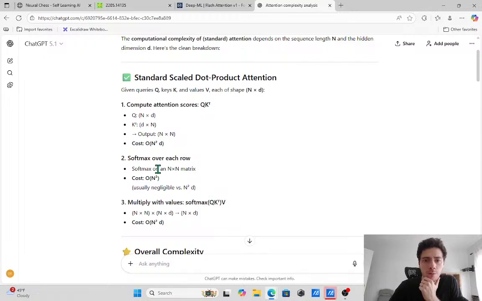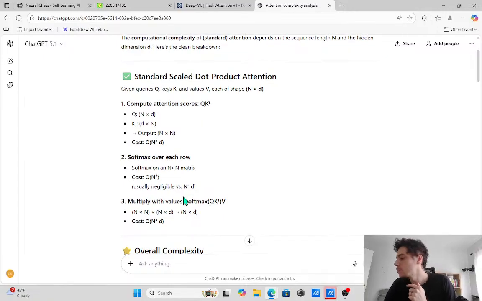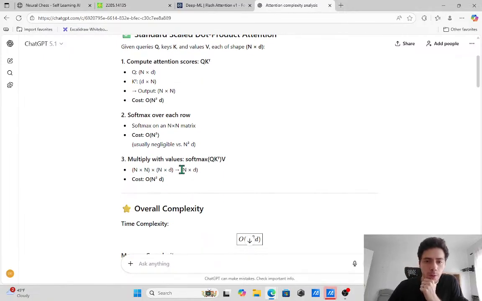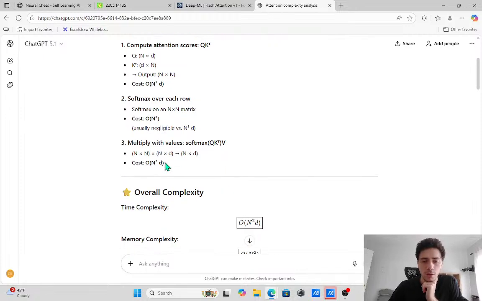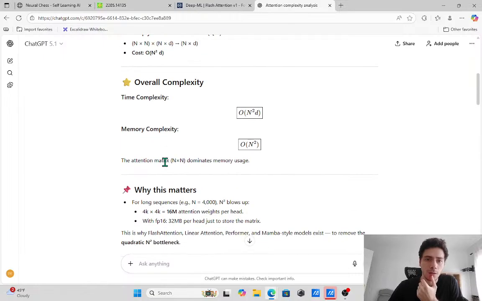Let's see, softmax, each row, softmax is n by n. Multiplying with values of softmax. Okay, that's total cost, fine. Let's explain.